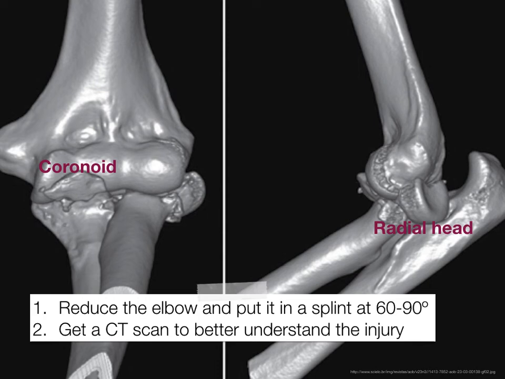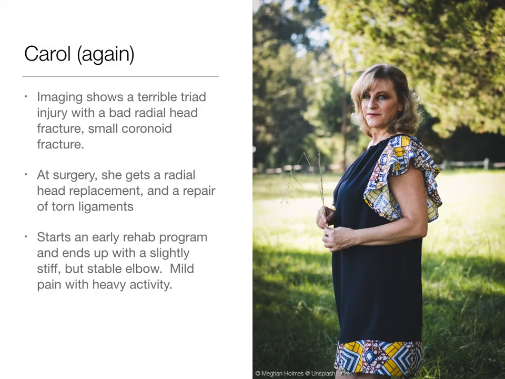On the left, we see that coronoid fragment, and on the right, we really see how the radial head has been blown apart and displaced. So the next step is we want to get that elbow back in joint and splint it at close to 90 degrees of flexion for enhanced stability. And if we haven't got the CT scan already, this is the time to do it. Once things are back in joint, Carol is referred immediately to an upper extremity orthopedic specialist for definitive treatment. The surgeon replaces her radial head and repairs the coronoid fracture. In the end, she does okay, but the elbow's a bit stiff and doesn't really like a lot of heavy activity.